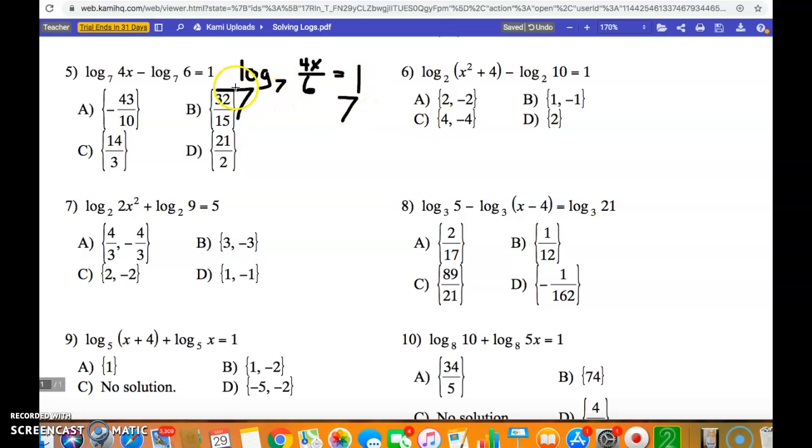And the reason why you do this exponentiating is, look, 7 to the log base 7 cancels. And this you can simplify. So now we really have 4x over 6 equals 7. So when you have this, now you can solve it. Of course, one of the nice tricks is to put this over 1, and now we can cross multiply. So really you get 4x equals 42.